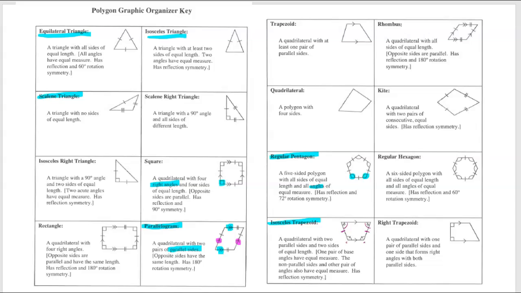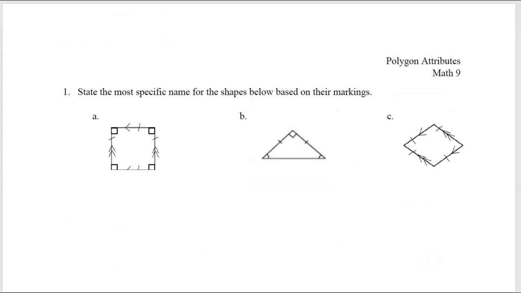pictures and see what kind of shape this is. So this was a worksheet that we passed out in class that's uploaded to Google Classroom, and we only did a couple of the questions. So say we looked at number one, state the most specific name for the shapes below based on their markings. So if we look at A, if you want to pause it and try this on your own, feel free.